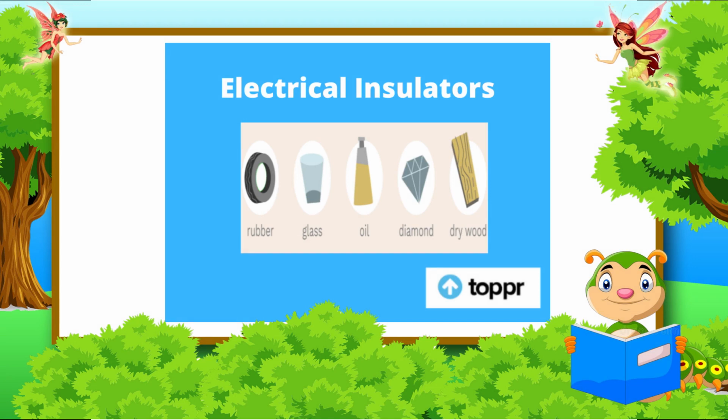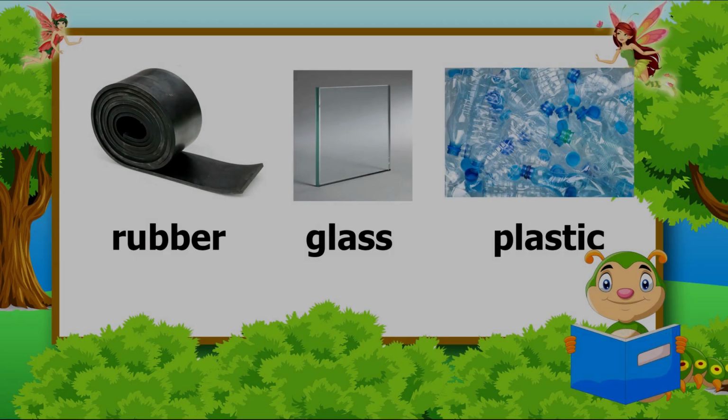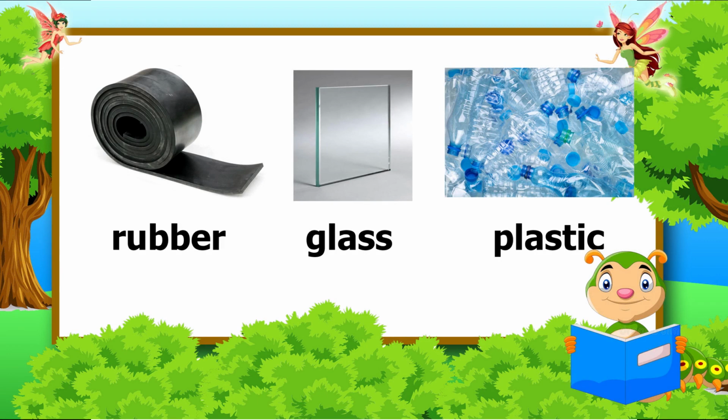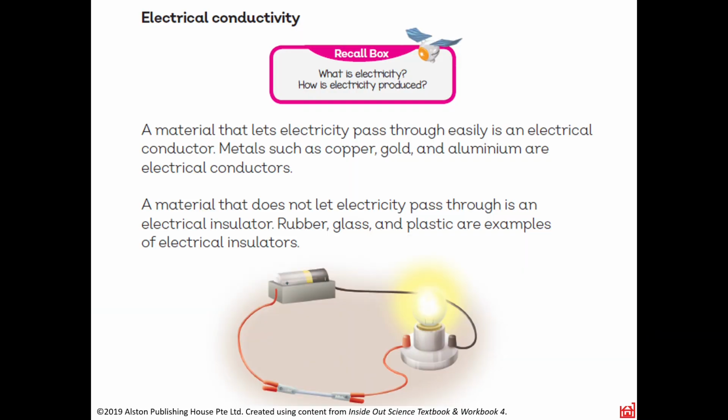And what do you think are the materials that are electrical insulators? They are rubber, glass, and plastic. They are examples of electrical insulators. To get to know more about electrical conductors and electrical insulators, please watch the following video.